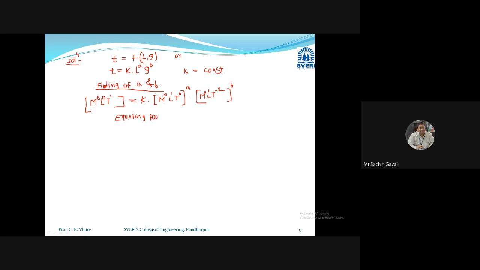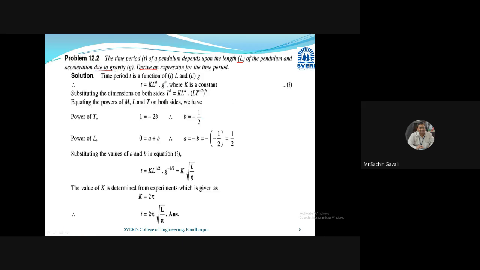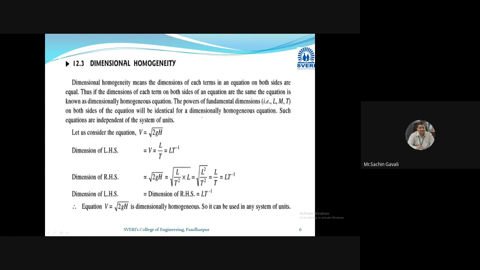All the equations are homogeneous means what? Dimensionally homogeneous means what? Equating powers of L means whatever dimensions are there. Okay, let's go over that one concept, dimensional homogeneity. What is dimensional homogeneity? It means the dimensions of each term in the equation on both sides are equal.